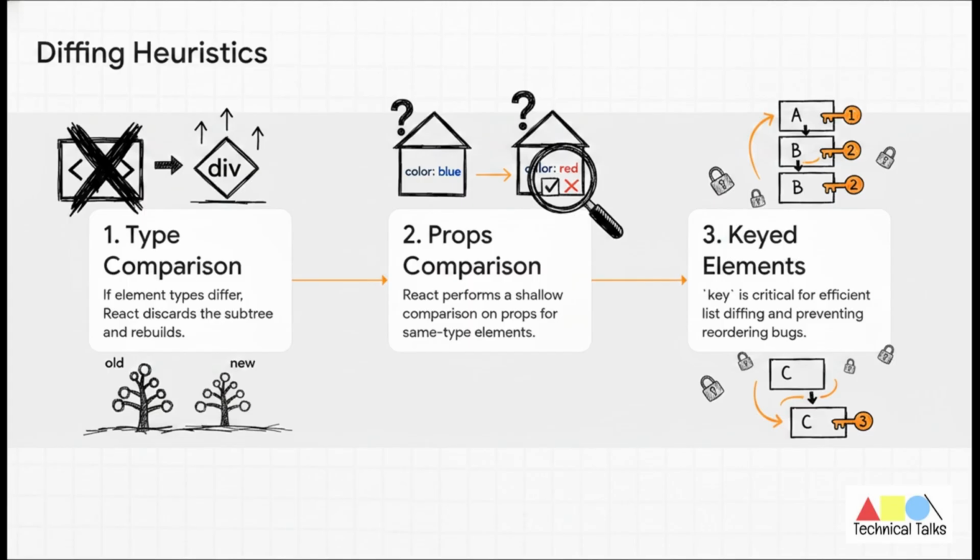It follows a few simple rules to stay fast. First, if an element type totally changes, like a div becomes a span, React doesn't even bother comparing it. It just throws out the old tree branch and builds a new one. Easy. If the element type is the same, it just glances at the props to see what's different. And then there are lists. Oh man, for lists, that key prop is your absolute best friend. It tells React, hey, this item is the same one as before, it just moved. This keeps it from inefficiently re-rendering the whole dang list.